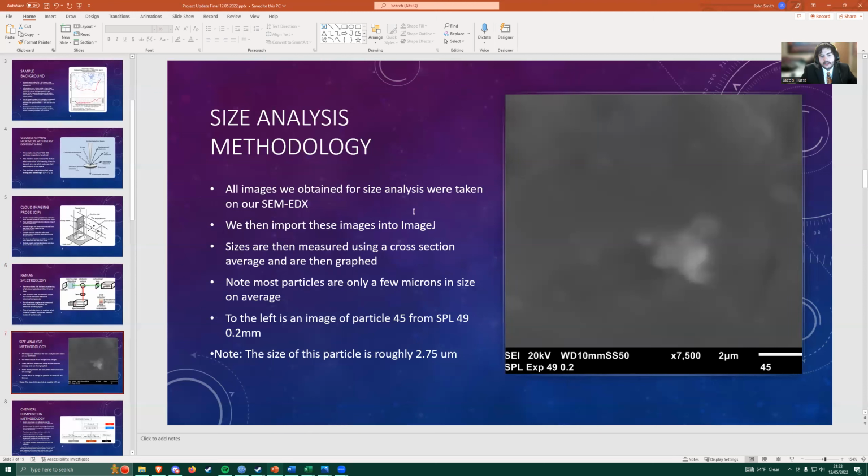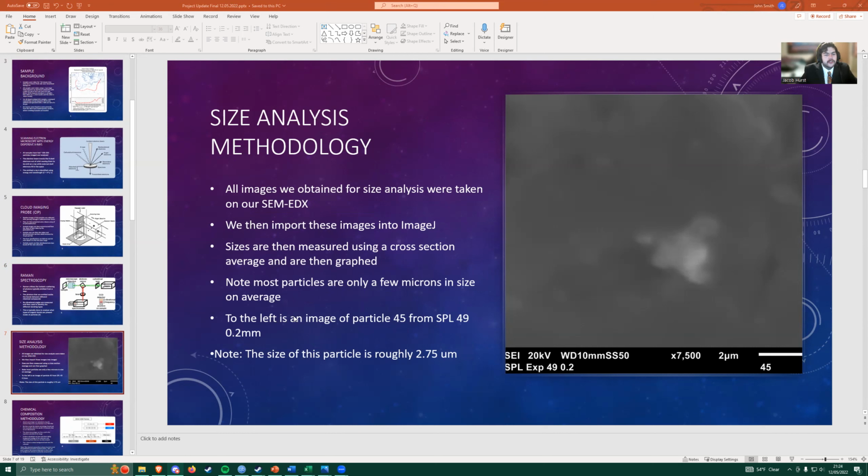All images and size analysis are taken straight from our SEM-EDX. This is an example of a particle that I've taken over here from SPL 49.0.2. We then import these images into ImageJ, which is very simple. It's just a program that you can download from a government website that's made specifically for microscopy. Sizes are then measured using a cross-section average and are graphed. I'll show you a little bit of that later. Note that most of these particles are only a few microns in size on average.